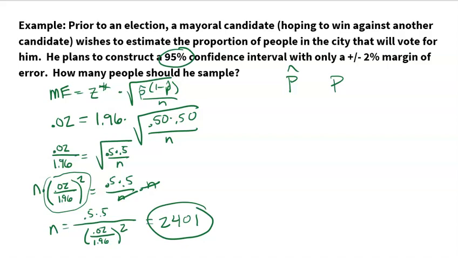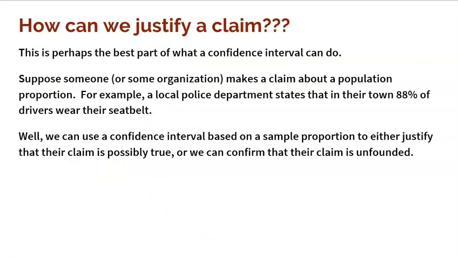All right, the final topic in this video is actually the name of the topic of this video. How can we justify a claim? This is perhaps the best part of what a confidence interval can do. All right, suppose someone or some organization makes a claim about a population proportion. So an example, maybe a local police department says 88% of drivers in our city wear their seatbelt. Again, they make a claim.